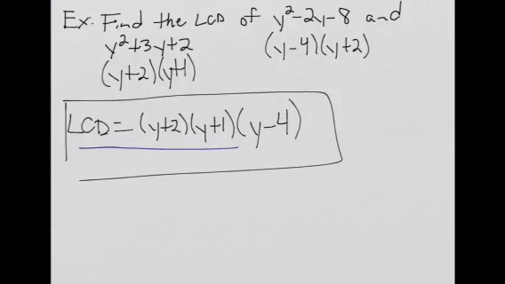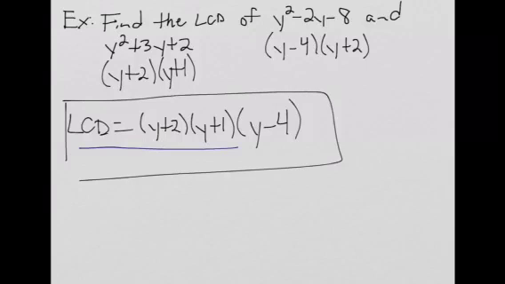We cover all the denominators of our 2 polynomials, and so that is my LCD, and that's pretty much it for finding the LCD. You just make sure everything's factored, start with what's given to you, start with the first one, and then if there's something in the second one that you don't already have, just include it as well, and then that's your LCD.